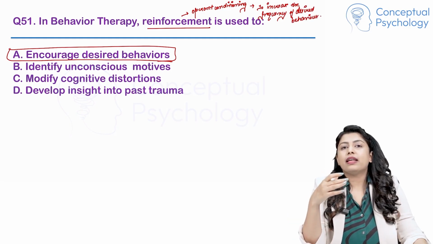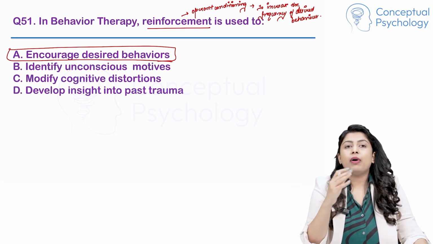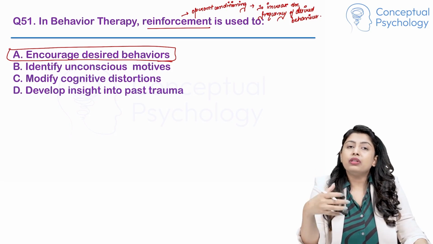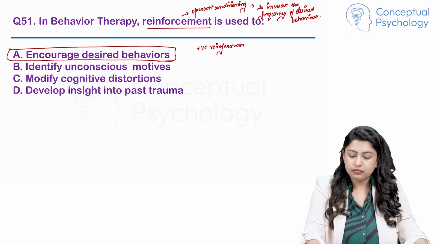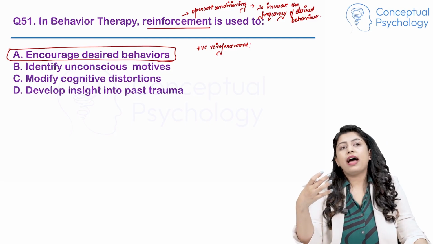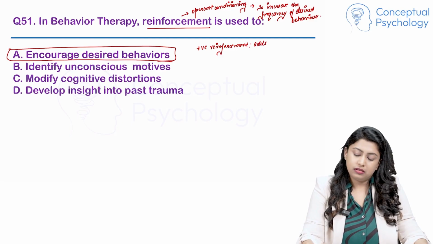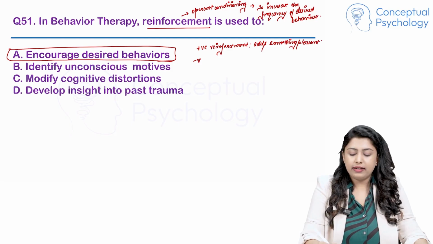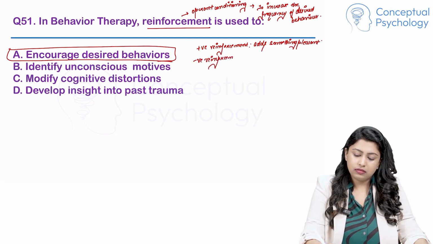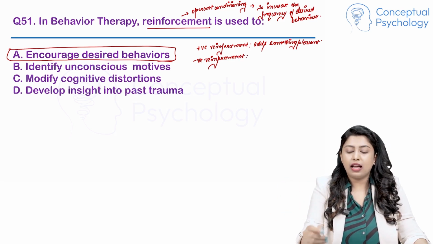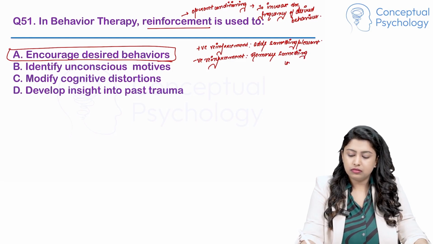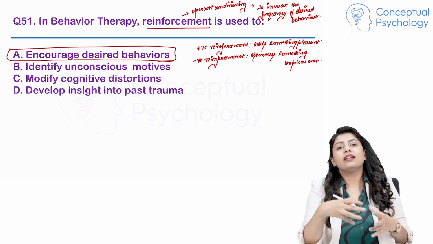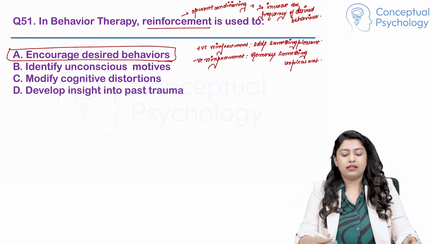Now here, positive reinforcement adds something pleasant while negative reinforcement removes something unpleasant. Both serve to strengthen the target behaviors. So what does positive reinforcement do? It helps in adding something pleasant. While negative reinforcement removes something unpleasant. So both are strengthening the target behaviors. Alright, so that's why A is the correct answer.